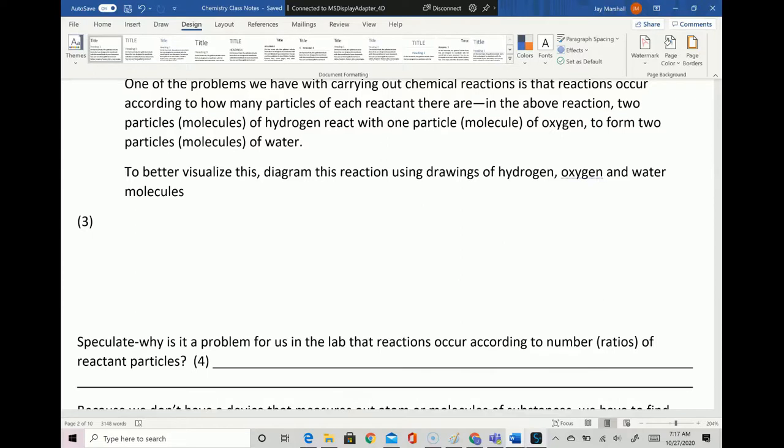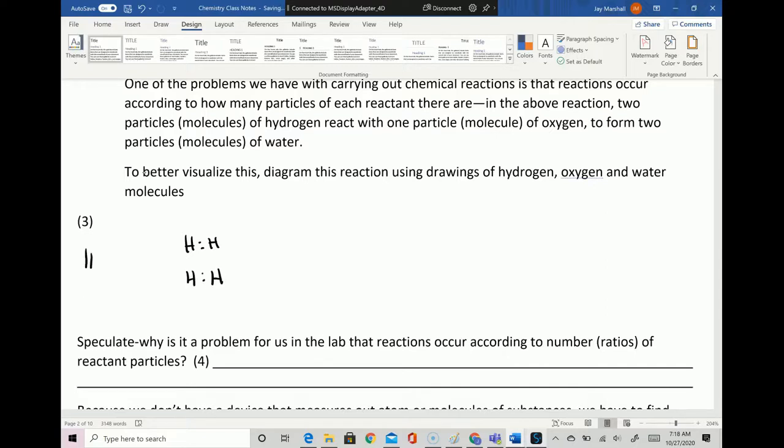And so we could use drawings of hydrogen and oxygen and water to help us do this. The way that we would want to do something like this is that we know that hydrogen is covalently bonded to another hydrogen. Remember, hydrogen has one valence electron, and the one valence electron shares with the other valence electron in the hydrogen molecule to form H2. And I have two of these.